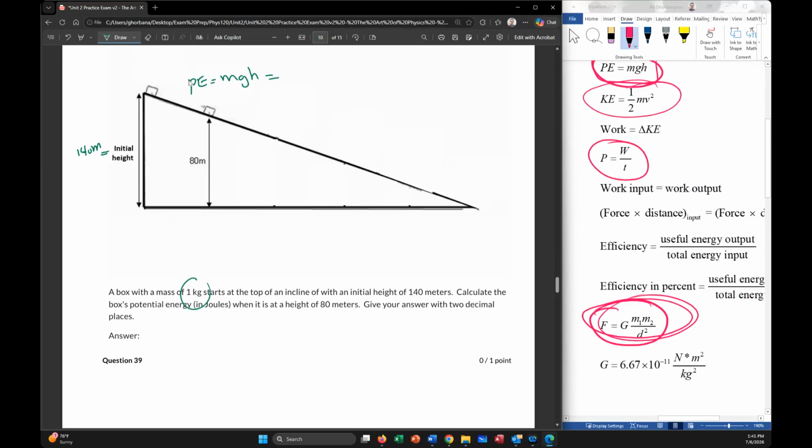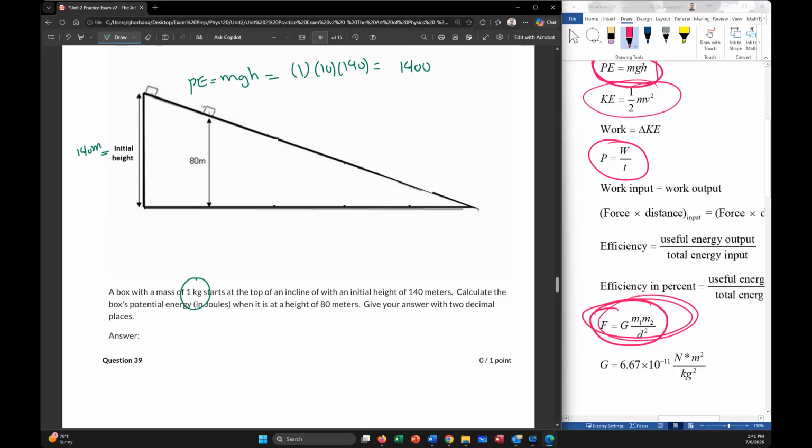What is the mass? 1 kilogram. What is the g? 10. What is the height? 140. Yes? How much will it be? 1400. Yes?